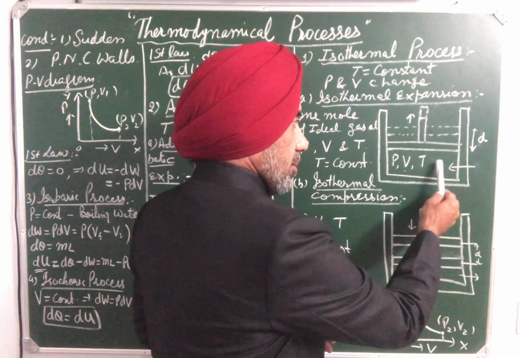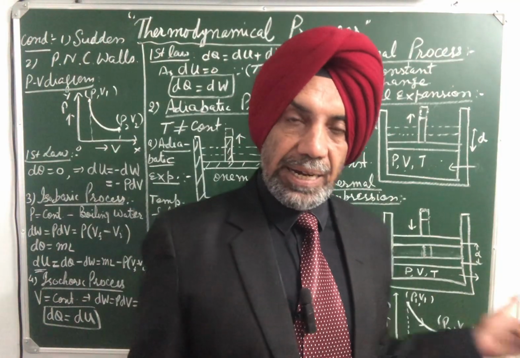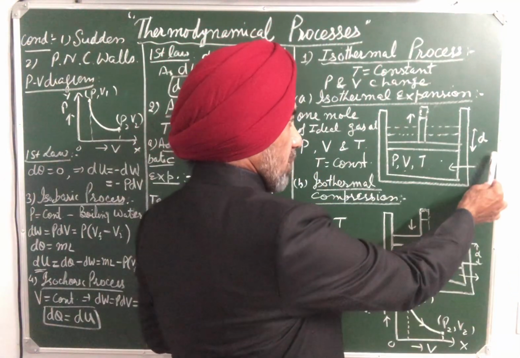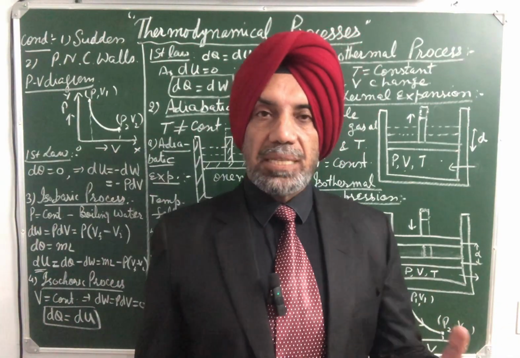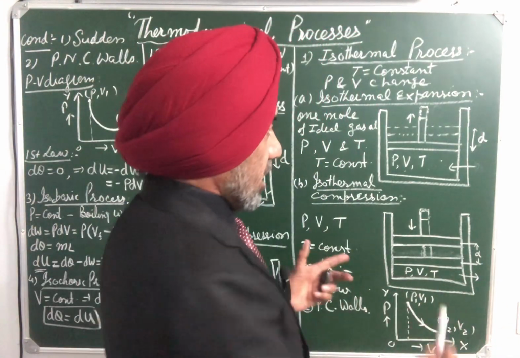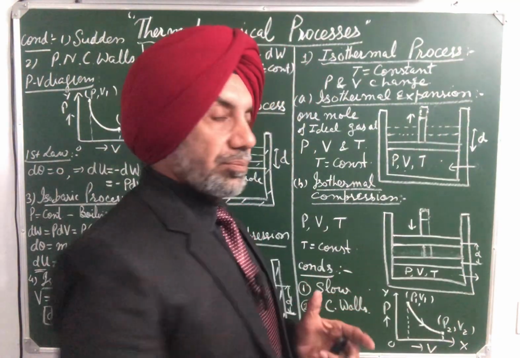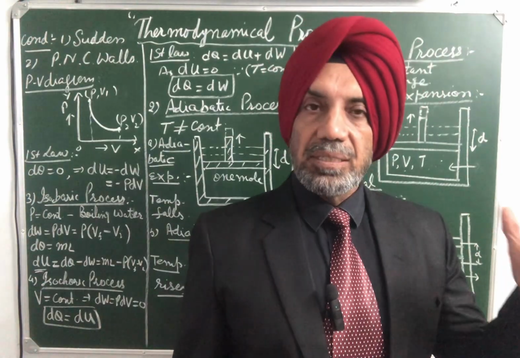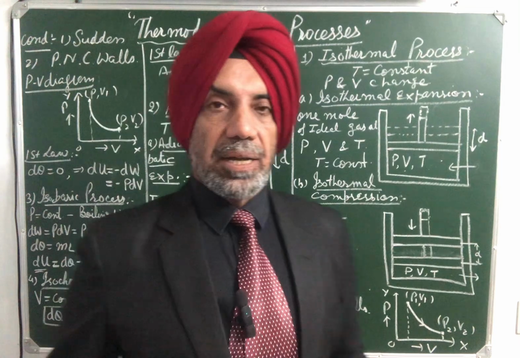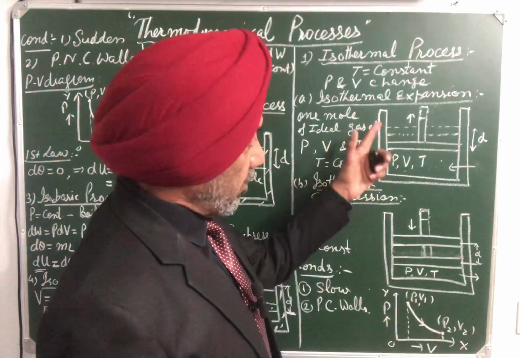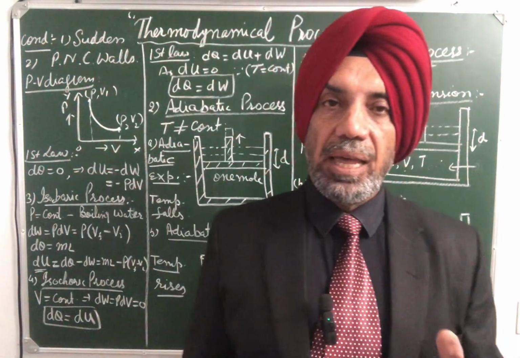But as it is in thermal contact with the surroundings, because the walls are perfectly conducting, heat flows from the surroundings into the gas so that the temperature is kept constant. So in this case of expansion of gas, volume increases when the piston rises, but temperature is kept constant as it is in thermal contact with the surroundings. So this is the case of isothermal expansion.